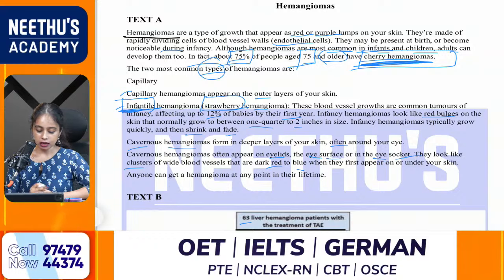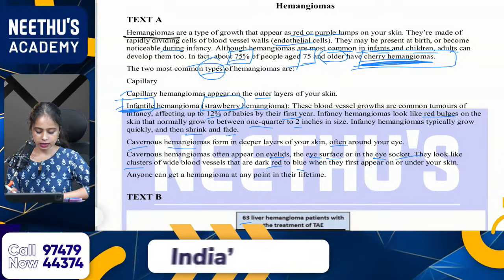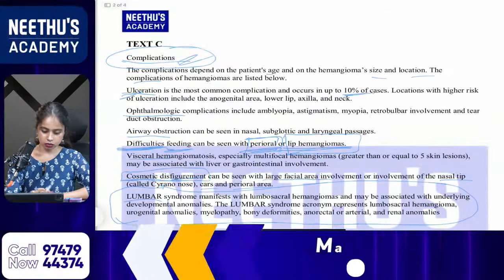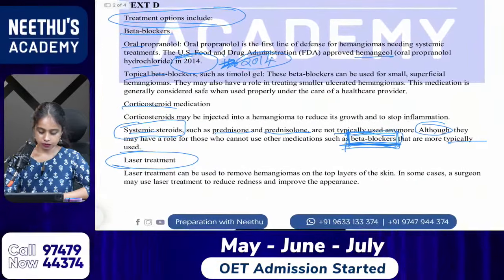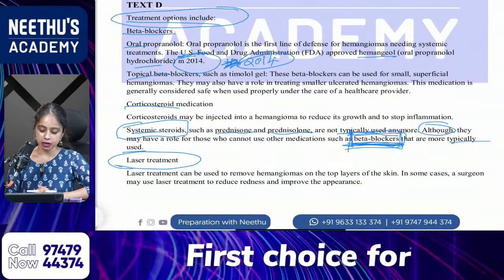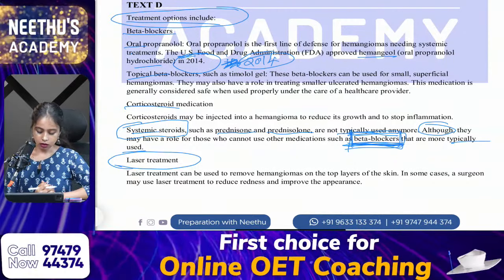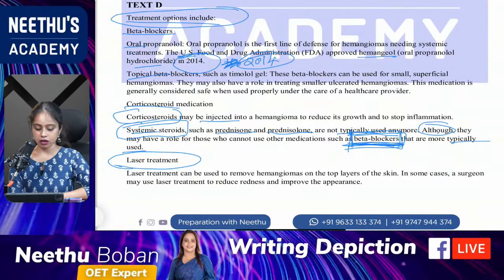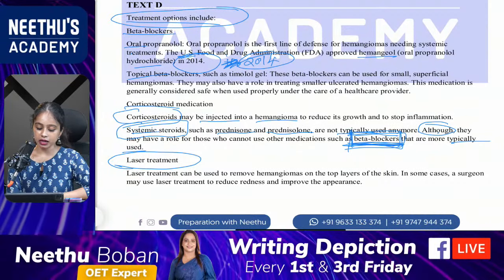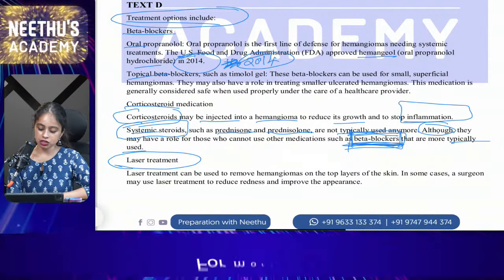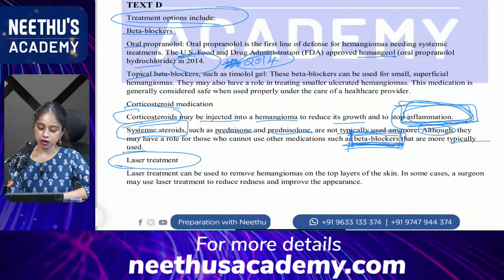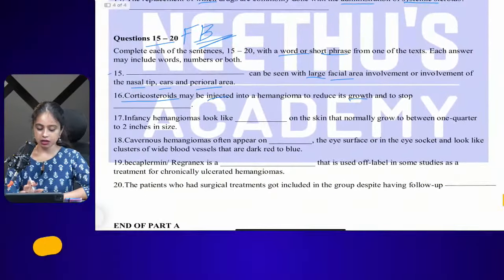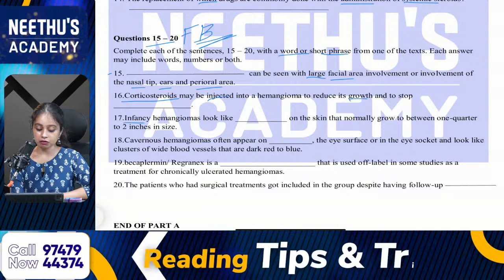So the answer is inflammation from text D, right? Which is in text D. So where is the inflammation mentioned in text D? Corticosteroids, that is the keyword, may be injected, another keyword, into the hemangioma, another keyword, reduce its growth, to stop inflammation. So the answer should be inflammation from text D. Direct answer.